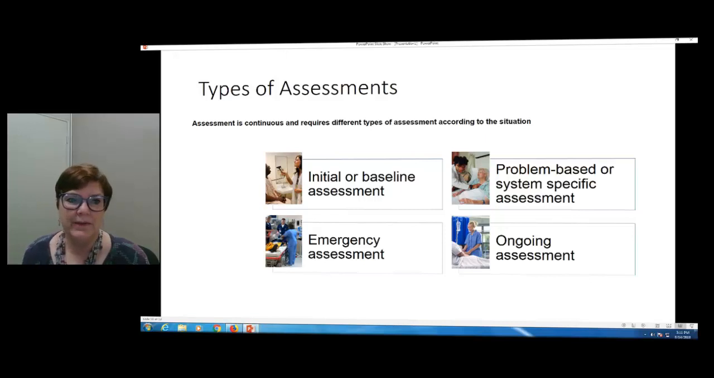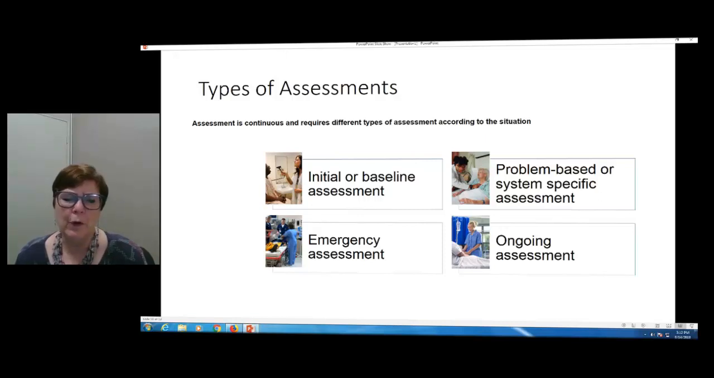So there are different types of assessments. Assessment is continuous. You are going to assess patients all day long. But there are different types of assessments, and they are for specific periods of time. The initial or baseline assessment is usually done upon the admission of a patient to a unit or to the emergency room. You're going to get a baseline assessment, but it's not going to be as thorough as the assessment that's going to occur up on the acute care unit.